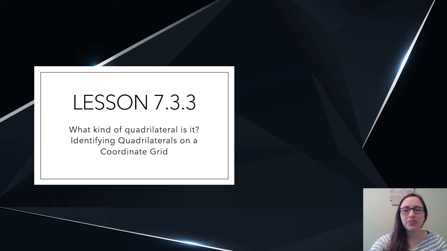Hey, geometry. This is lesson 733. We're going back to quadrilaterals and the coordinate grid. So we're going to use slope and distance to prove quadrilaterals on the XY plane. Let's go ahead and get started.